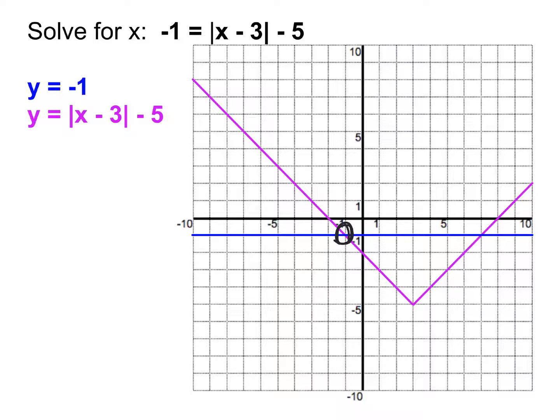What's the x-coordinate at that point on the left? It's negative 1, so x equals negative 1. What's the x-coordinate at the point on the right? Looks like that x-coordinate is out at 7. And so we can just list the answers like that: x equals negative 1, comma 7.